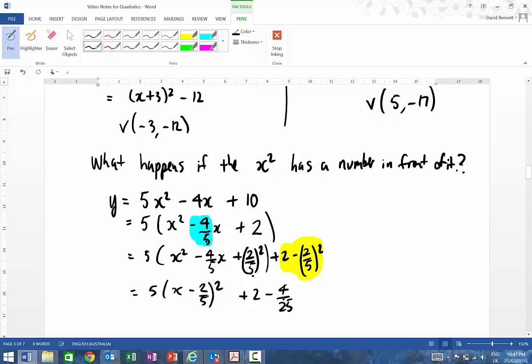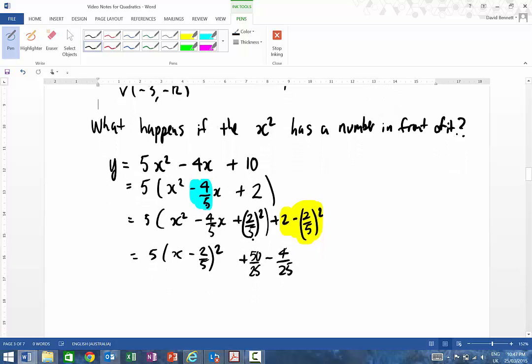Now here's a little trick. The trick here is that number there, 2, well what would be 2 lots of 25? That would be equal to 50, wouldn't it? So I can write that 2 as 50 on 25. So what's 50 take 4? 50 take 4 is 46. So therefore my final equation is going to be simply 5 times x take 2/5 squared, and then that will be plus 46 on 25.